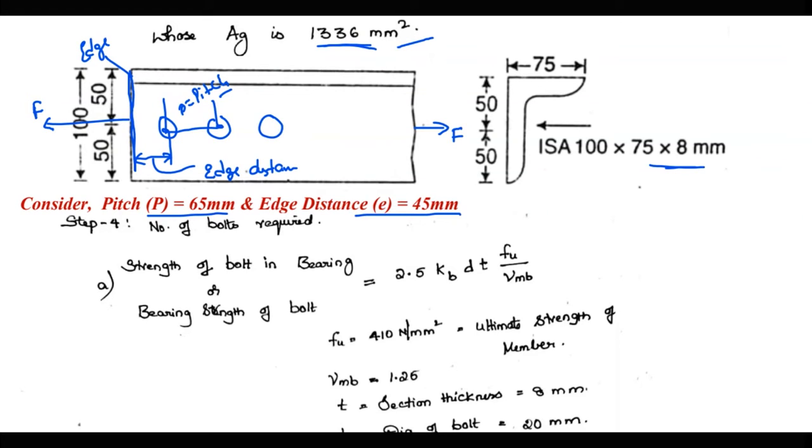So from code IS 800, clause 10.3, you can find out what is the minimum pitch and what is the edge distance that is required.